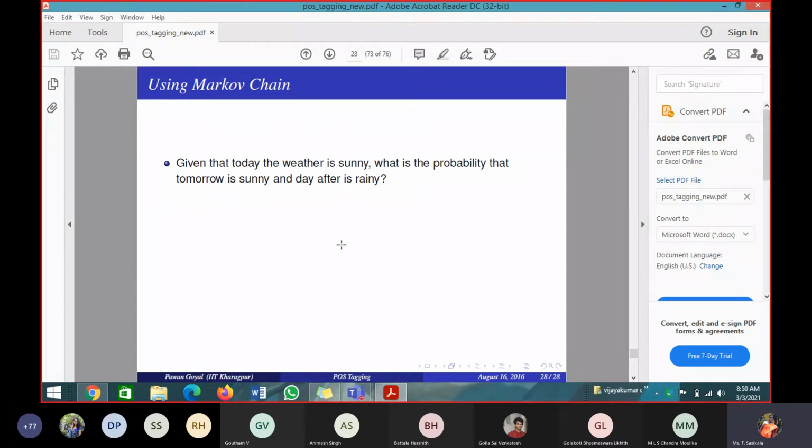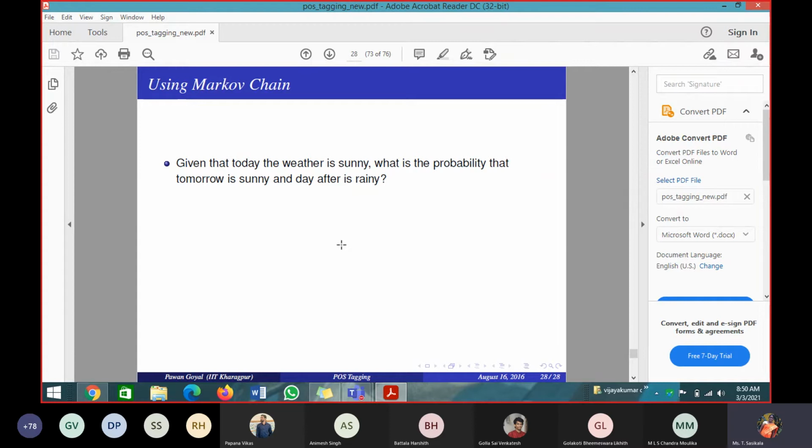Can anyone give a try? I'll give 2 minutes. Tomorrow is sunny since 0.8, day after tomorrow is 0.05. You tell me the final answer. You solve it in your notebook, then I'll show the answer, then we will discuss. Think and do. Don't directly write it.